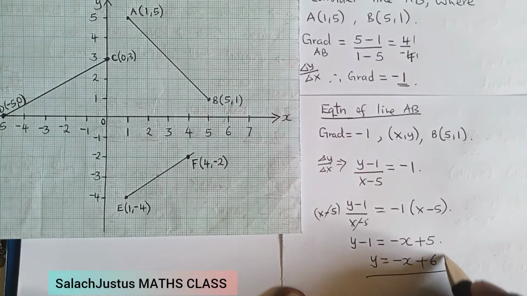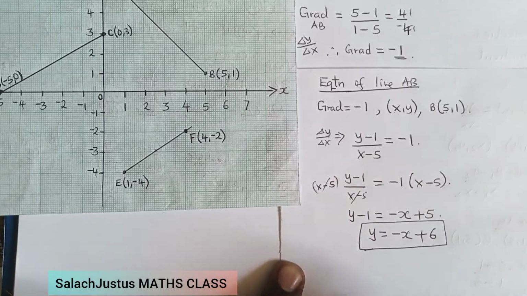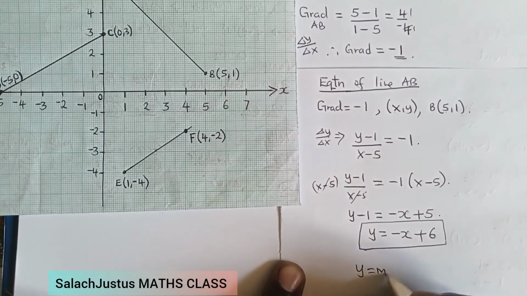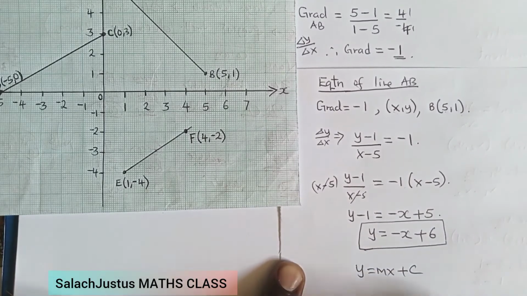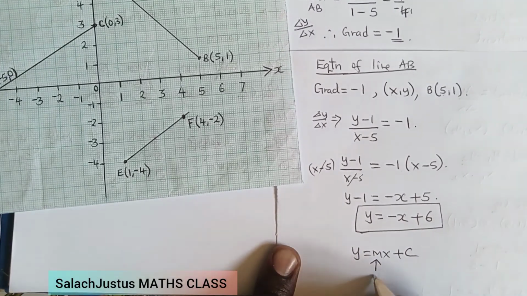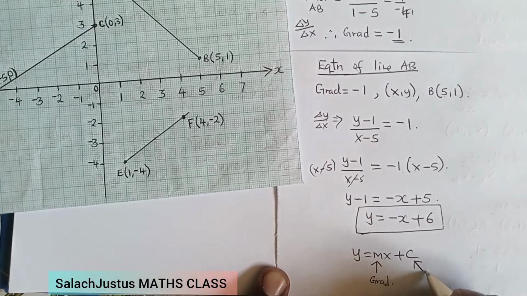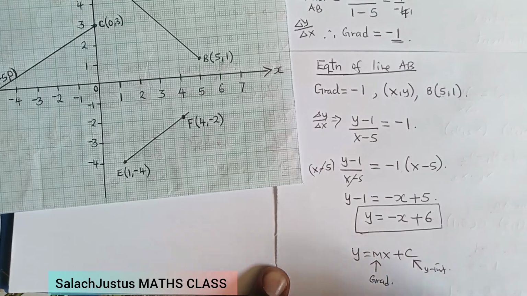So this gives us a general equation for line AB. So for any points on line AB, the equation shall always be y equal to negative x plus 6. This form of the equation is what we call y equal to mx plus c. So in this particular equation, the coefficient of x shall always represent the gradient of the line, and c shall represent the y-intercept, as we shall look at later.